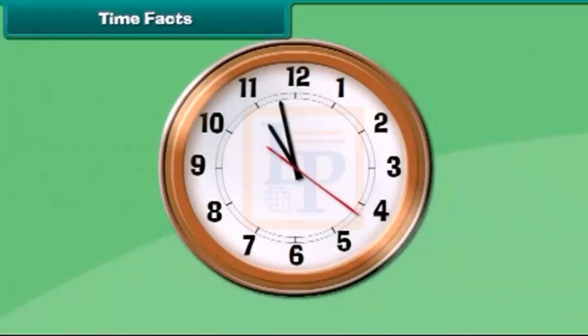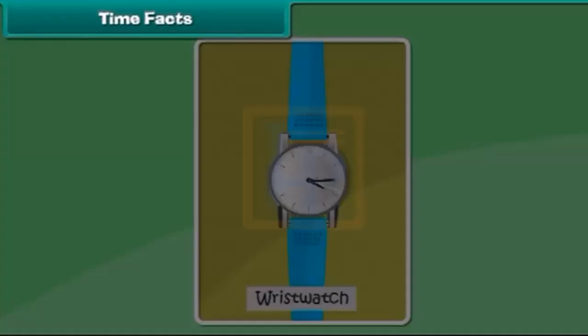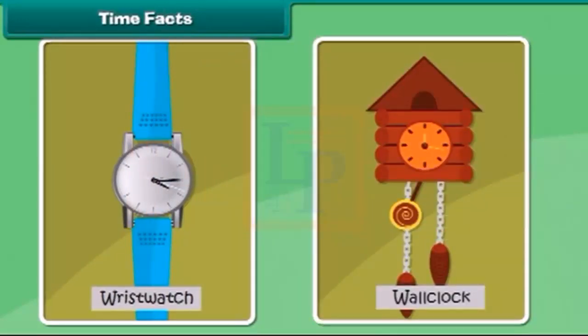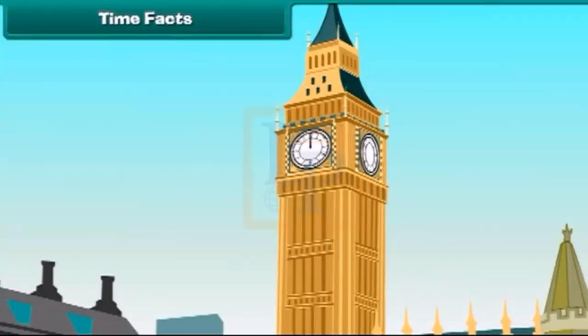You must have seen all the hands of the clock rotate in one direction, that is, from left to right. This is known as clockwise direction. The reverse rotation is known as anti-clockwise direction. You must have seen clocks of different shapes and sizes. There are clocks which you wear on your hand. They are called watches. There are clocks which you see mounted on a wall. Clocks which are mounted on buildings.